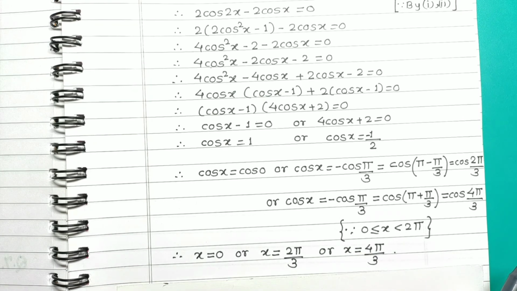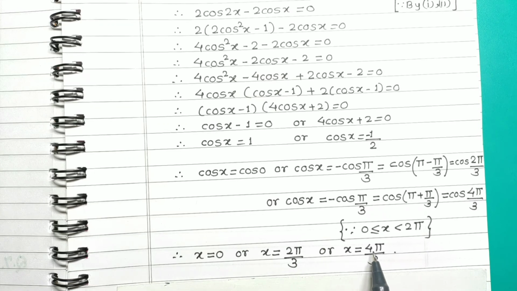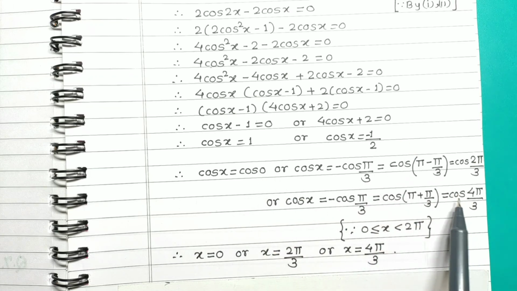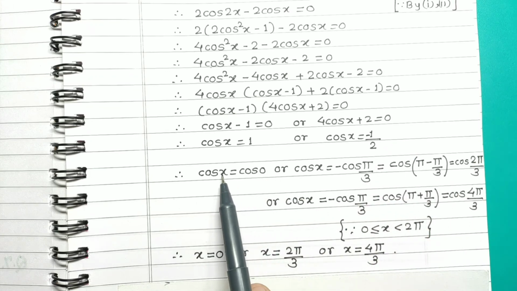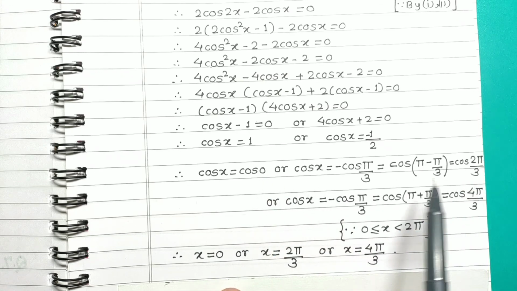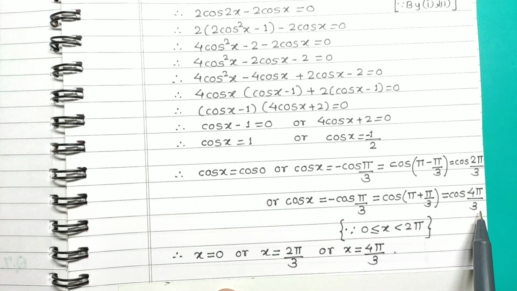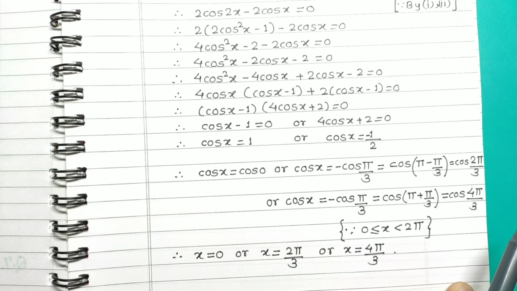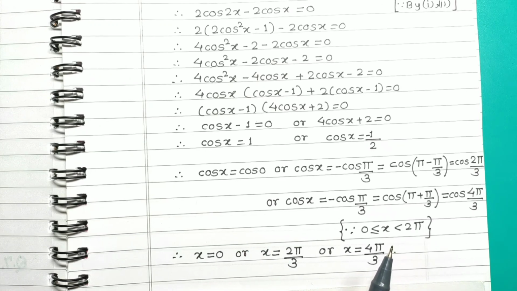And so we have x is equal to 0, or x is equal to 2 pi by 3, or x is equal to 4 pi by 3. From these equations we find this, either x is equal to 0, or x is equal to 2 pi by 3, or x is equal to 4 pi by 3. So these are the required values of x coordinate for which the given function y has derivative 0. Okay.